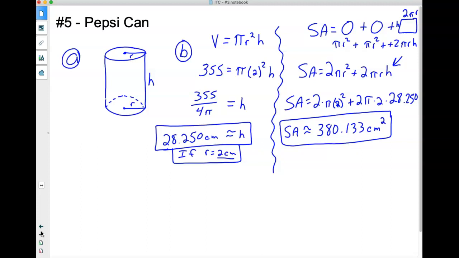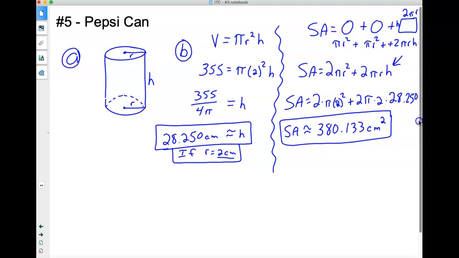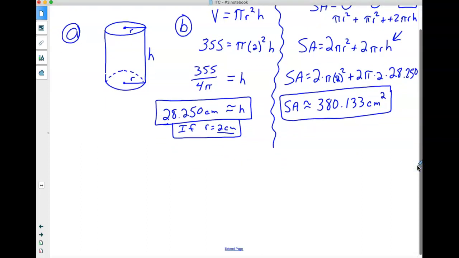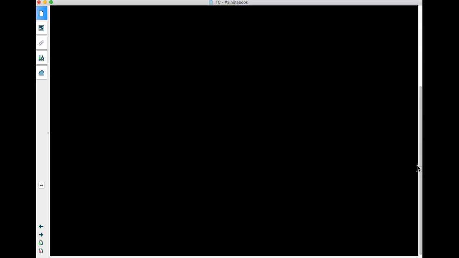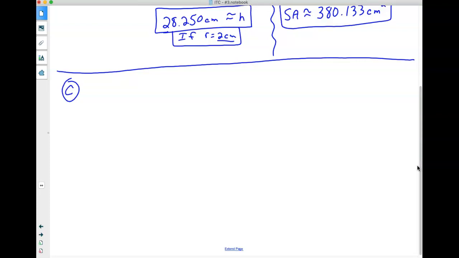Now it's asking me again. We're going to go through this whole thing again, and we're going to say part C. Part C says, if the radius of the can is 6 centimeters, what's the height of the can? There's a reason why we're doing this twice.